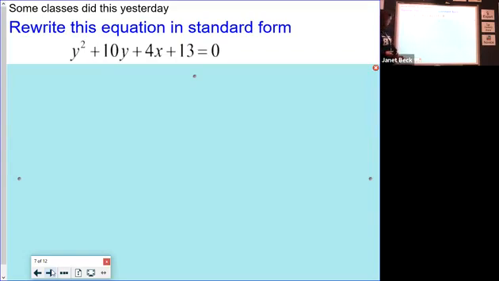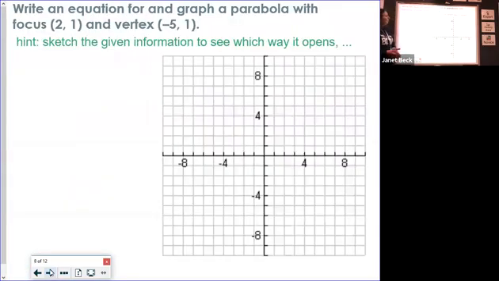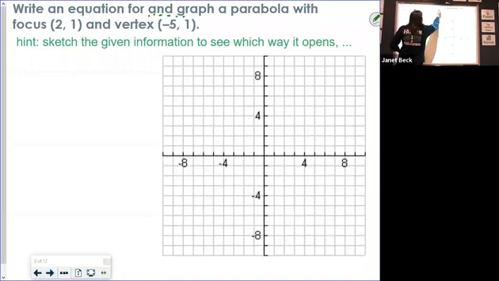But there are other types of problems you can get where you actually have to write an equation. So write an equation for and graph a parabola with focus 2,1 and vertex -5,1. Even if it doesn't tell you to graph it, the clue to being able to get the equation is still to do some sort of graph, maybe just a sketch, not an accurate graph. And that will really help you come up with it.